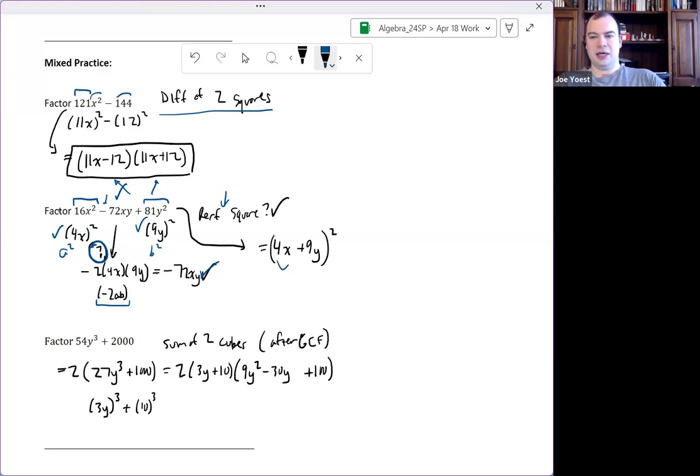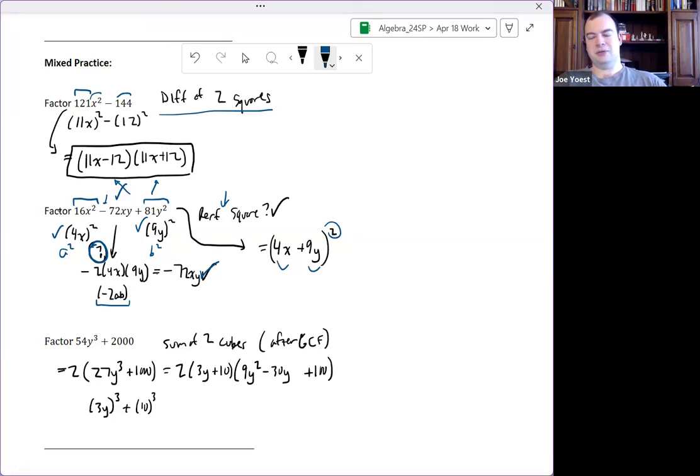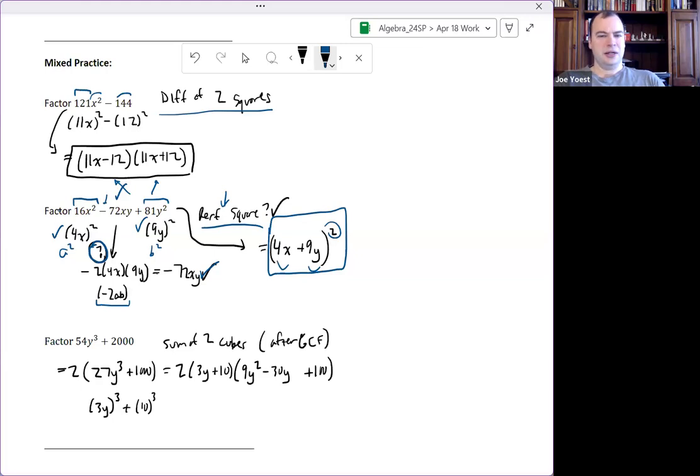I know this factors as a plus b all squared, 4x plus 9y all squared. I could FOIL this out, check, and make sure everything works right, and it will. So this was our perfect square trinomial. Again, we were suspicious of that because of the three terms, two of which are perfect squares, but we always have to check that middle term. If this middle term was a minus 71xy or something, then it's not a perfect square trinomial. Then we can't factor it this way, and it probably wouldn't factor nicely.